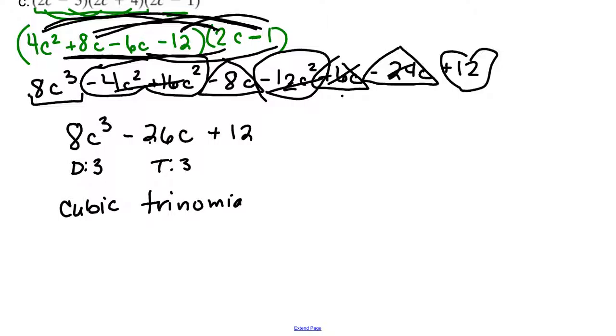All right, guys, that's it. Hopefully this makes sense. It's not hard. It's just obviously tedious, especially with some of the larger binomials. If you have any questions, let me know.